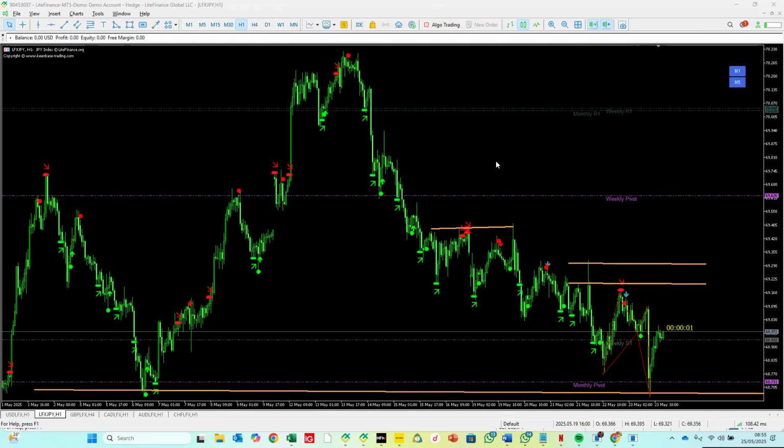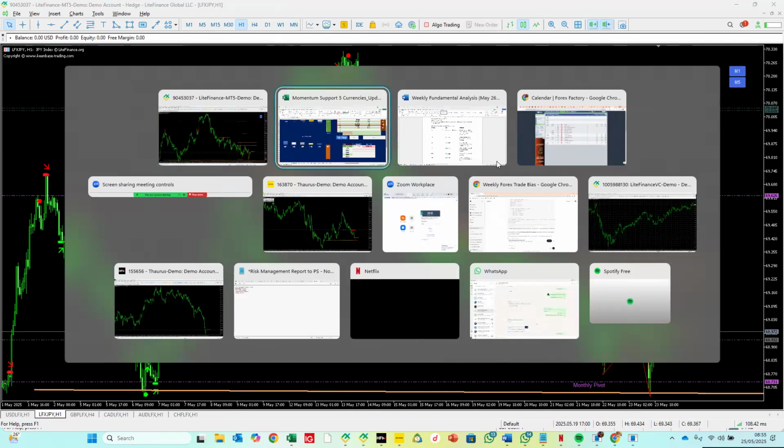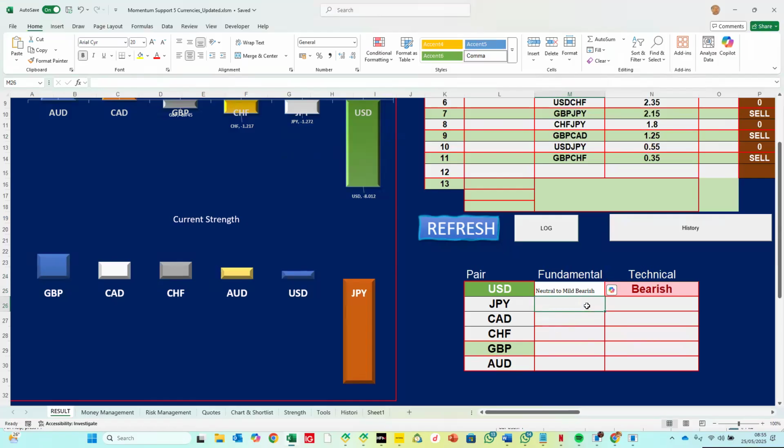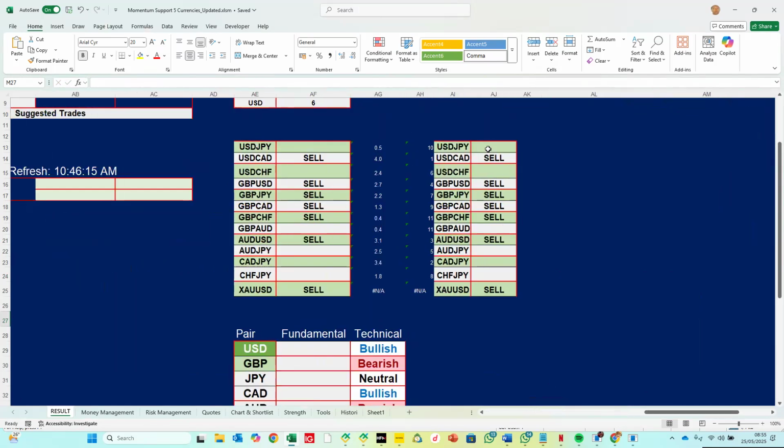So for the direction, I will be going with neutral to mild bullish, neutral to strong bullish, not even mild, strong bullish. And then overall bias for me is that Japanese yen will be bullish. And then for CAD, so with that, we can go to look at US dollar Japanese yen. So I'll just come here for the US dollar Japanese yen.